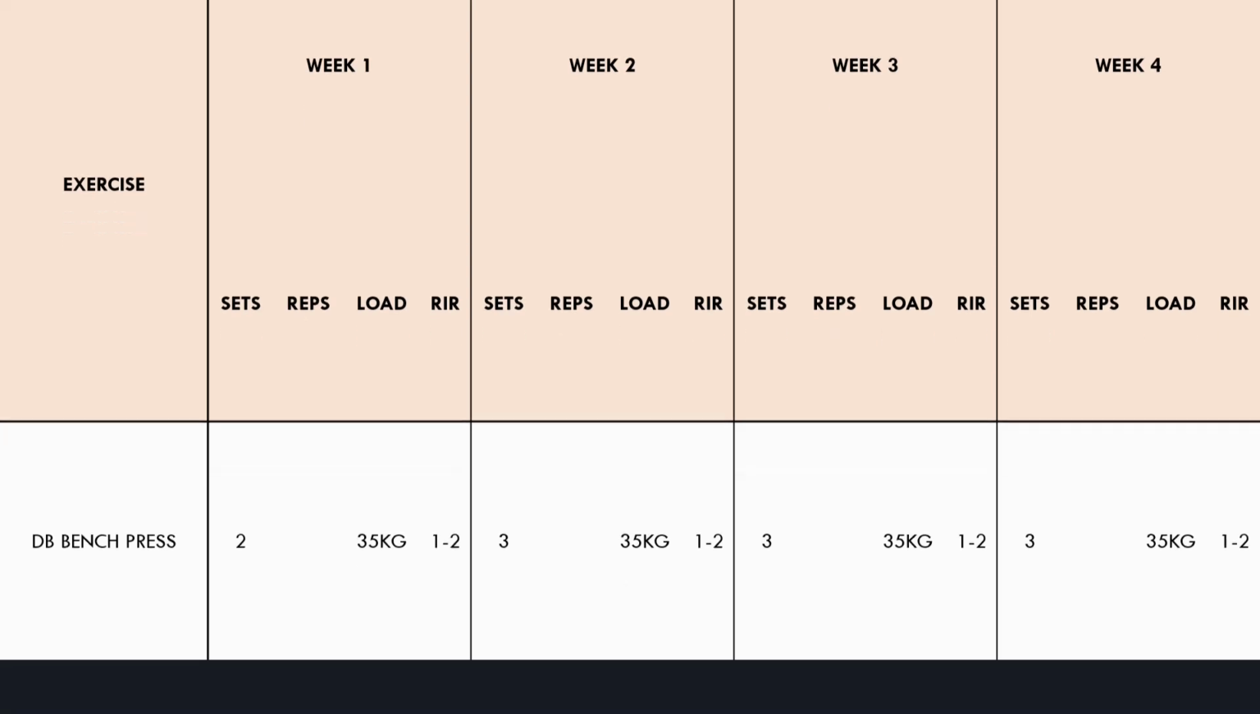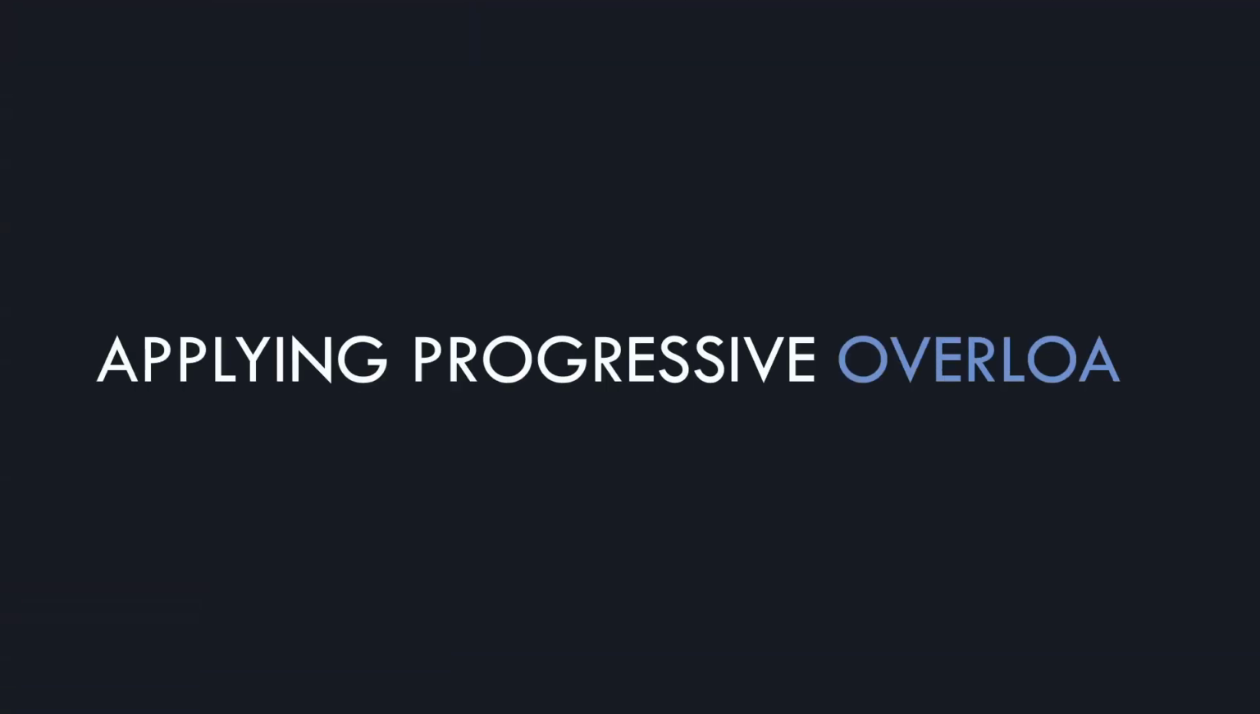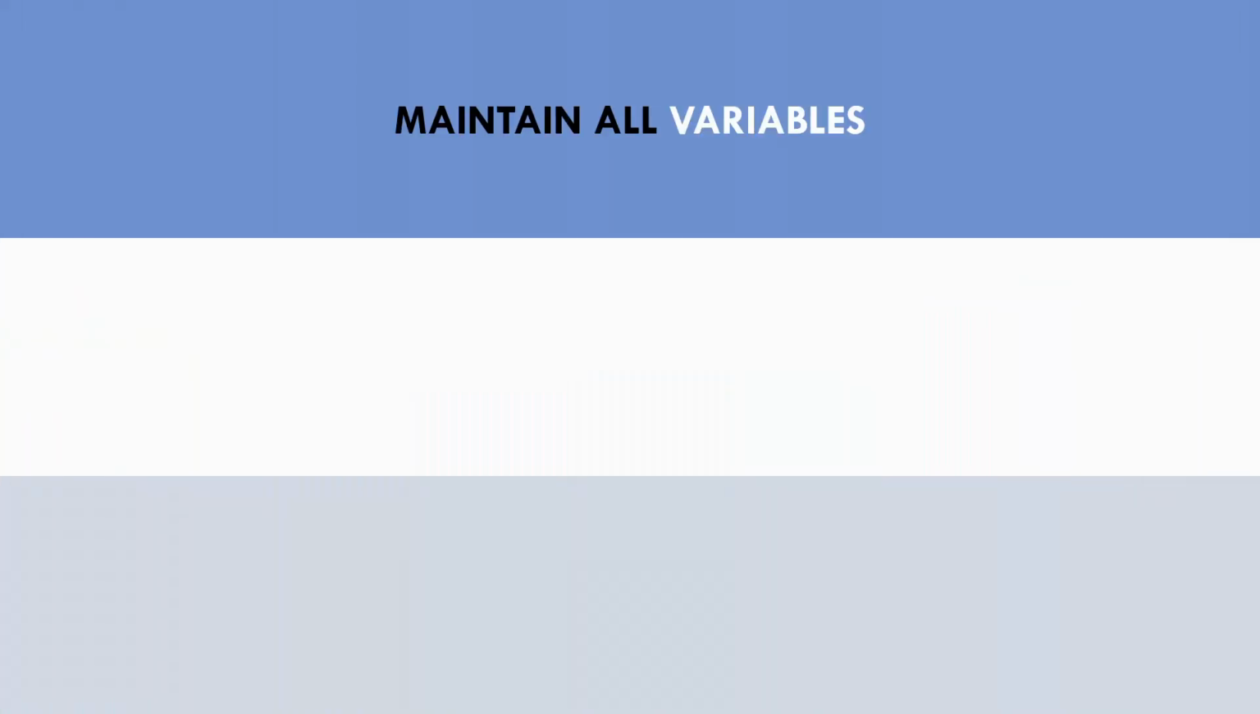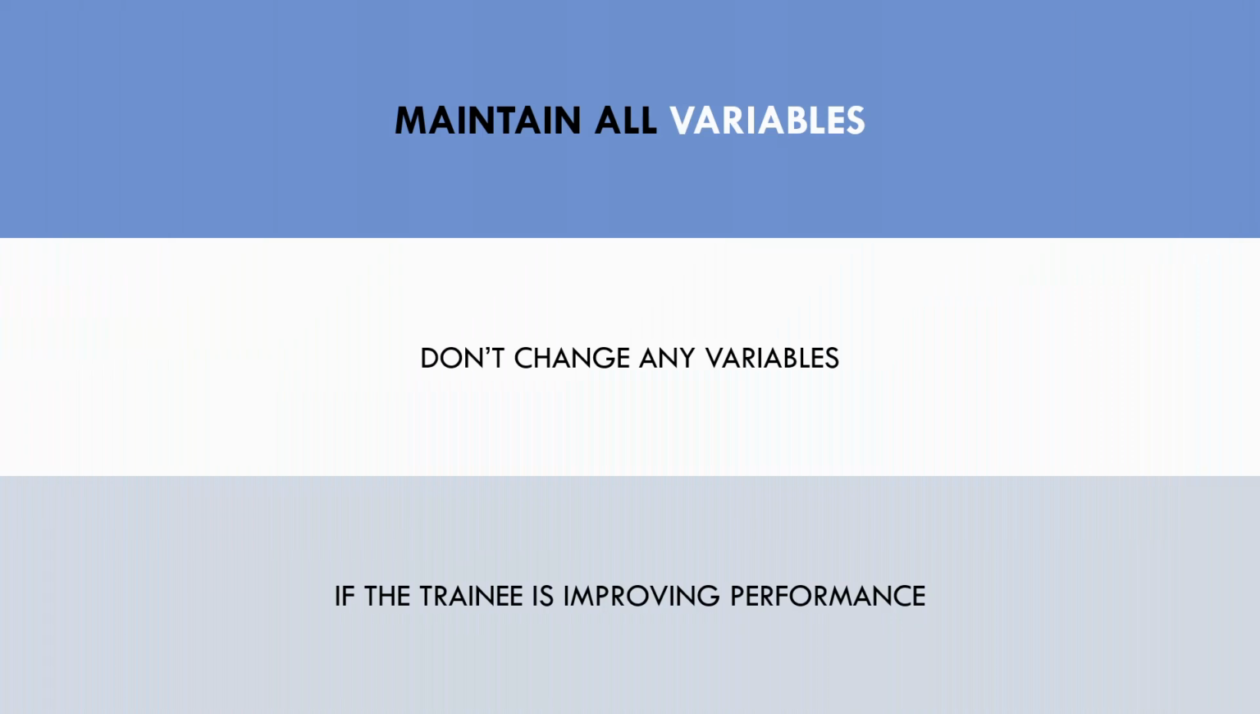So how can we use our performance to apply progressive overload? Well, there are a few different variables we can manipulate based on how the trainee is responding to training. The first adjustment we can make is to actually change nothing at all. If the trainee is improving performance over time with the current program, then they can continue training with the same variables for the next mesocycle.